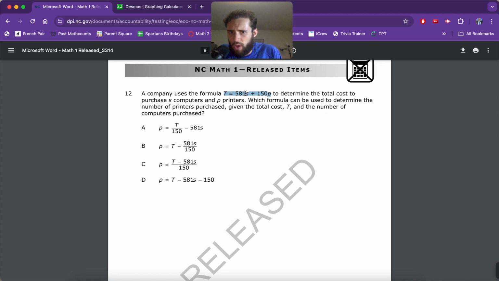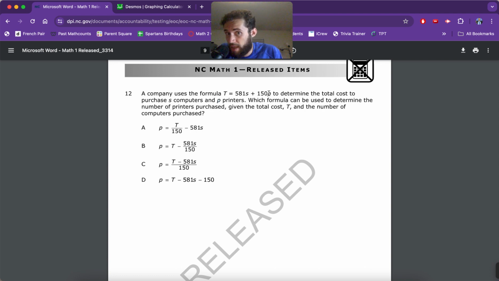So I guess 581 is the cost for them to purchase a computer, and 150 is the cost for them to purchase a printer. Now, you probably don't need to know that or think about that to solve the problem, but that's where this is probably coming from. Which formula can be used to determine the number of printers purchased? So the number of printers is P.